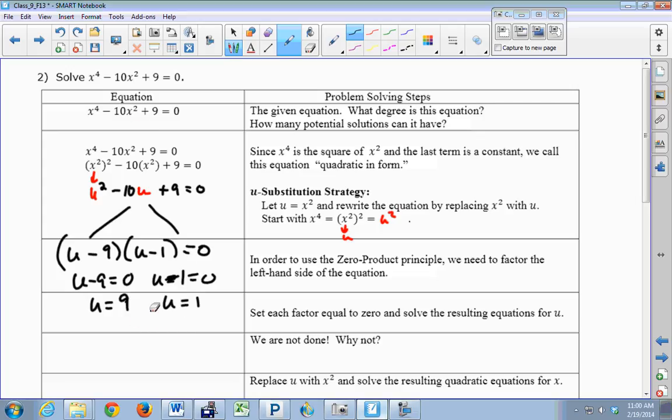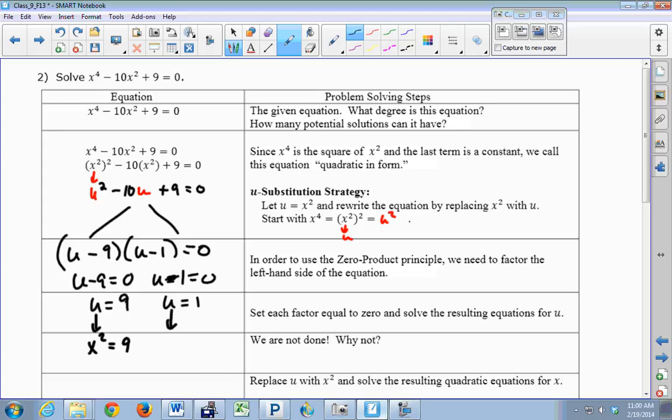This equation solves for U. What's our original equation? Right, my original equation is in terms of x. So I haven't done all my work yet. I've solved for U, but now I have to substitute. What is U equal to again? X squared. So now I just go underneath each one of these and say U is x squared.